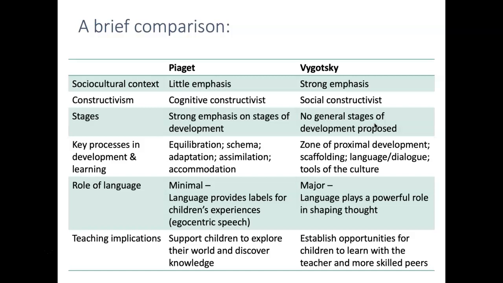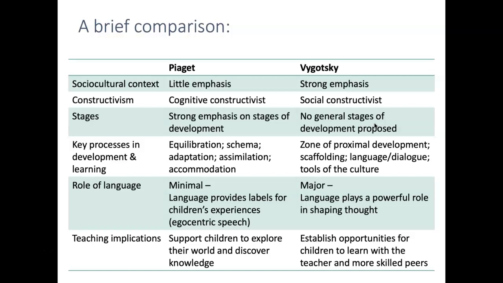The key processes in development and learning for Piaget were equilibration or equilibrium, which means I'm solidly comfortable in the knowledge I have. Schema, an idea of different pieces of information related to a topic. So a child may have a schema about a dog or a cat. Adaptation and assimilation, the different ways new knowledge is taken in. And accommodation, those were all his terms.